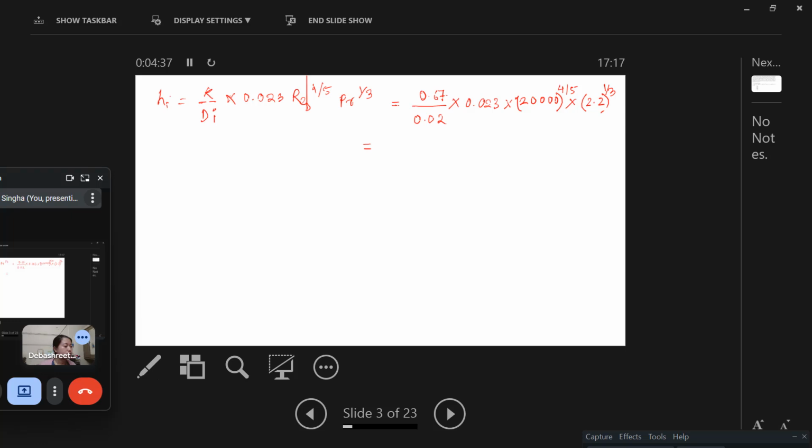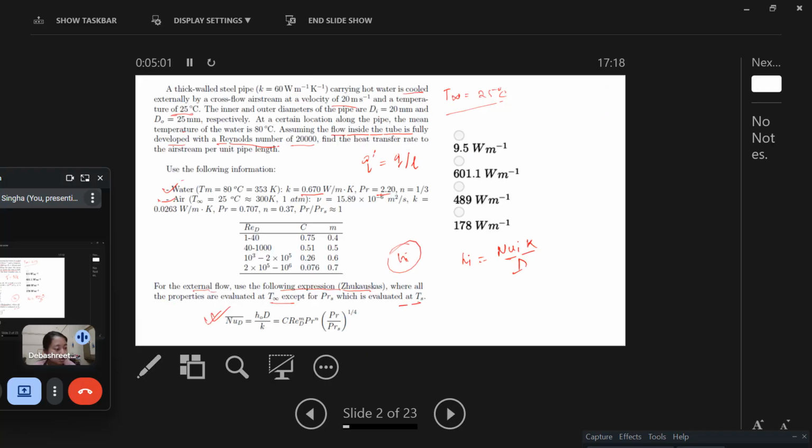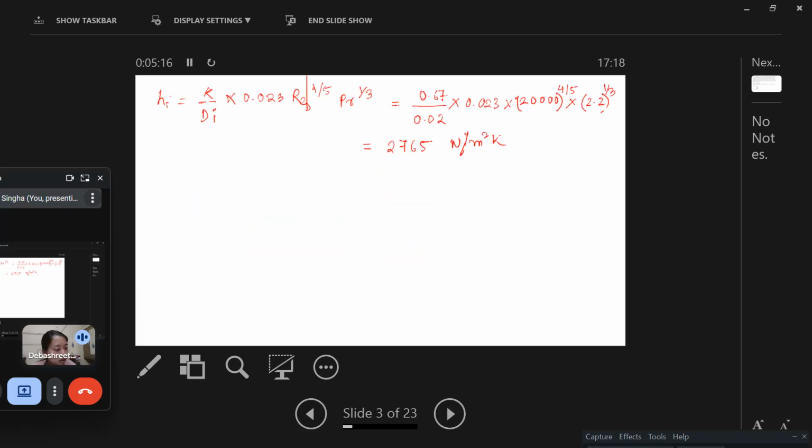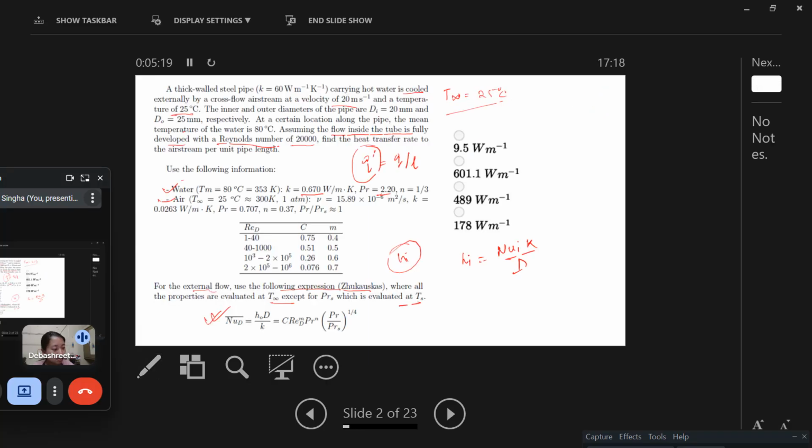So if we calculate, this comes out to be around 2765 watt per meter square Kelvin. The next is to find out what is ho, because for finding out this Q you require both the internal and outer heat transfer coefficient. So for finding out ho, we'll use this equation.